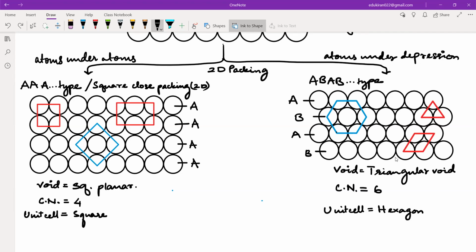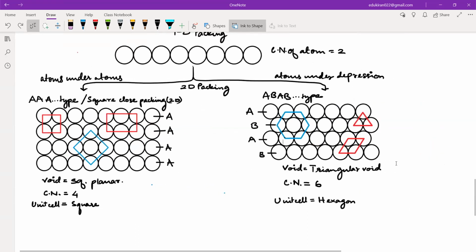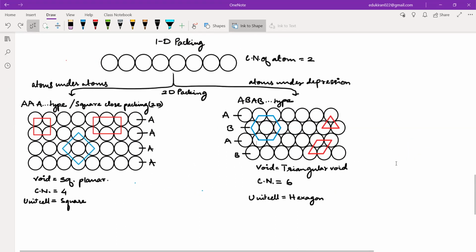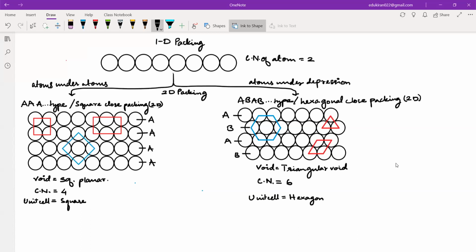So you guys, please copy these two lines: 1D packing, coordination number, atoms under atoms, and then AA type. This unit cell is a hexagon, so this is also known as hexagonal close packing. This is also in 2D, right? So the whole thing can be known as square close packing, SCP, in 2D, and this whole thing can be known as HCP in 2D.